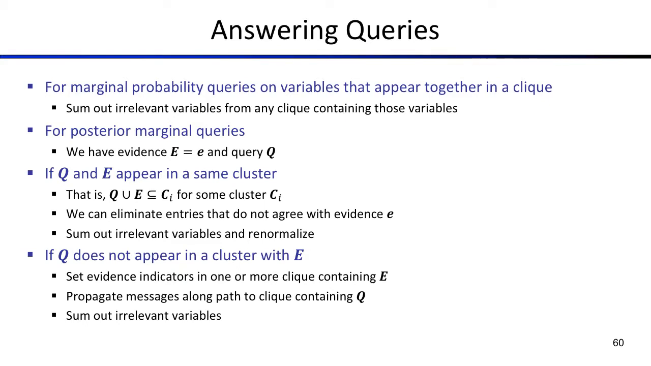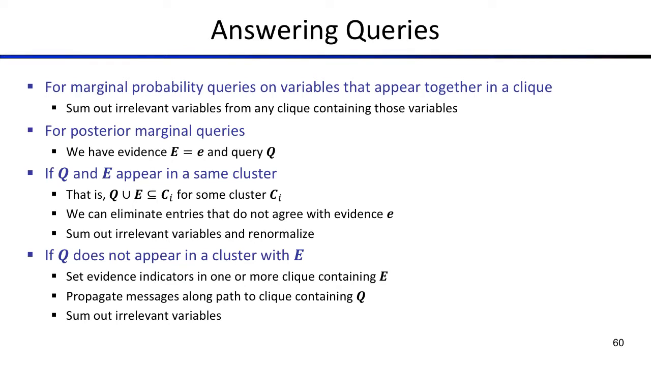Let's start talking about answering queries and setting evidence, and see what messages we have to recompute when we set a new piece of evidence. Let's think about a very simple case. We want to compute a marginal probability query on variables that appear together in a cluster, so we don't have any piece of evidence.